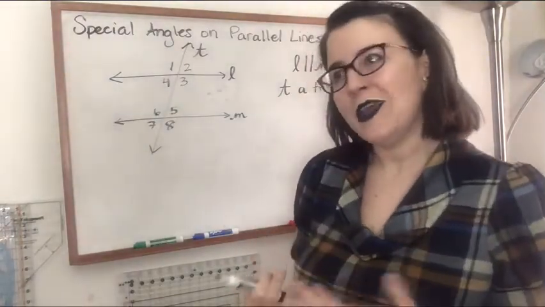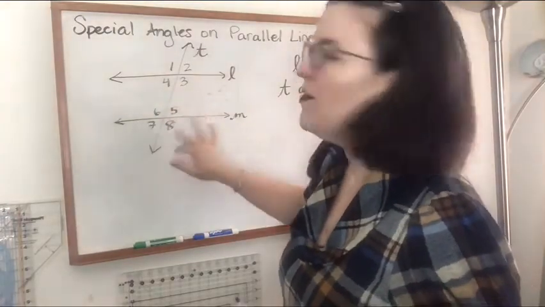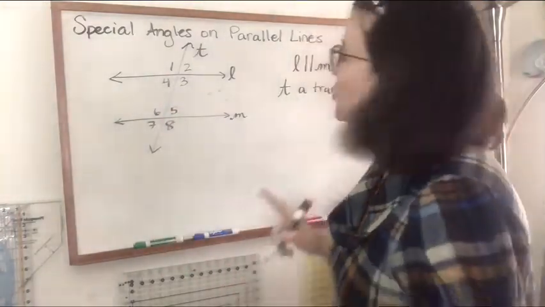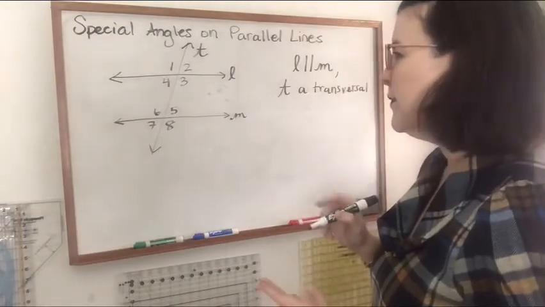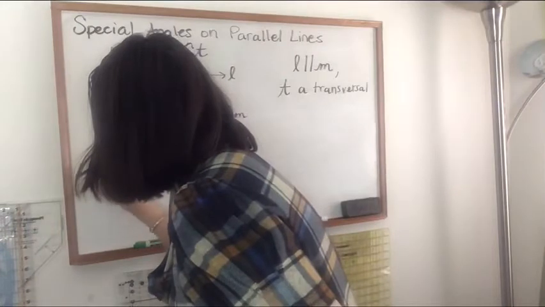Now that helps us because now if I know something about these angles and I can relate them to these angles down here, then I can tell a lot about the angles at the bottom. So the first thing I think I'm going to talk about are called alternate interior angles.